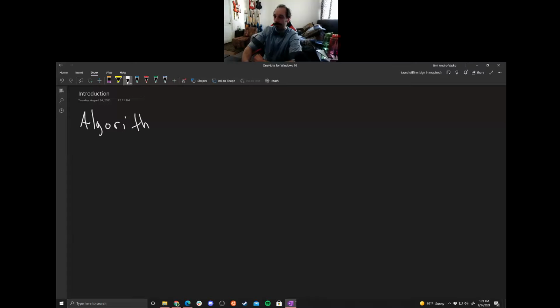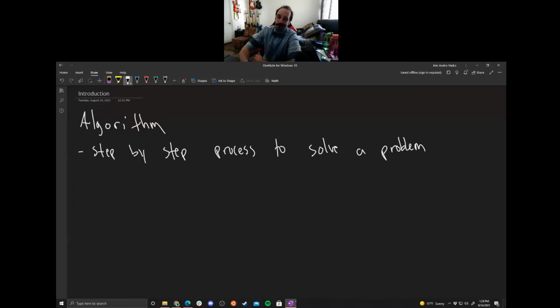So what is an algorithm? Well, it's basically a solution to a problem, but I think the definition is a step by step process to solve a problem. Now, with an algorithm, for the most part, it has to be deterministic. So it doesn't really guess. It has a very strict structure. So step by step implies determinism, basically.